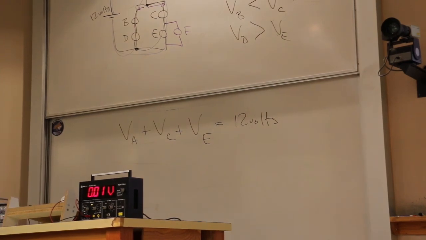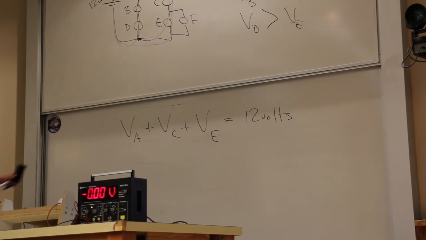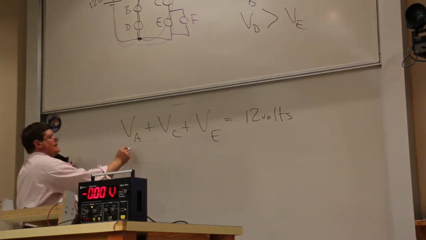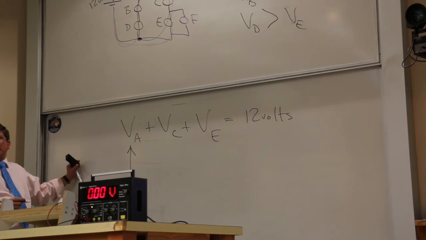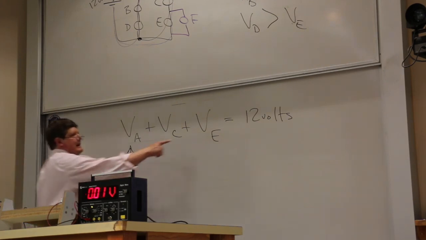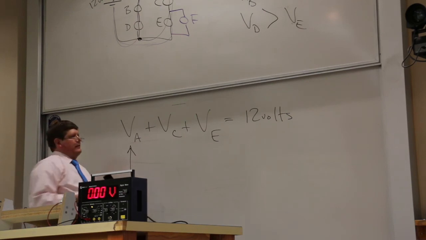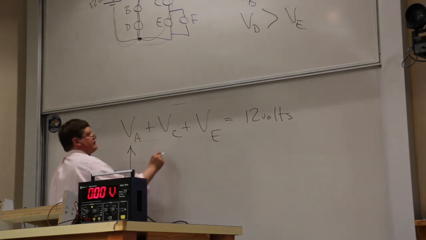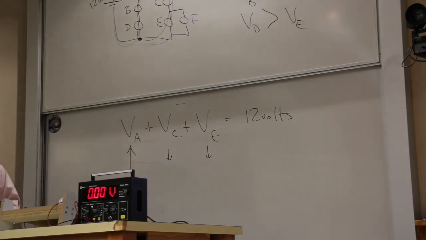I then ask, when I short out bulb B, what happens to bulb A? Well, it gets brighter. It's an indicator for the battery. More current goes through the battery. E always gets half the current through C, so whatever C does, E does. Well, in order for this to be 12 volts, these guys have to get smaller. It's a zero-sum game. One wins, the others lose.